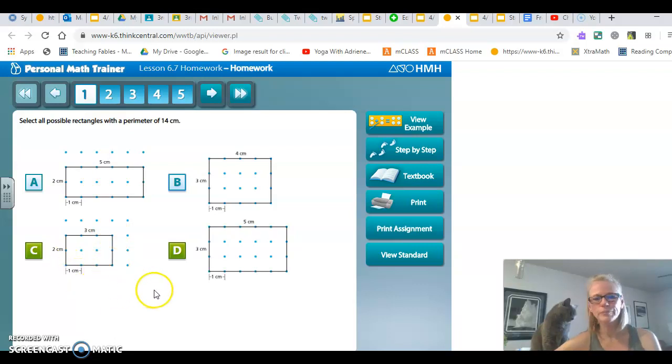And then we have 2 plus 3 is 5, plus 2 is 7, plus 3 is 10. Nope. Then we have 3 plus 5 is 8, plus 3 is 11, plus 5 is, I did that wrong. 3 plus 5 is 8, 9, 10, 11, and then 5 is 16. So that's not what we're looking for.